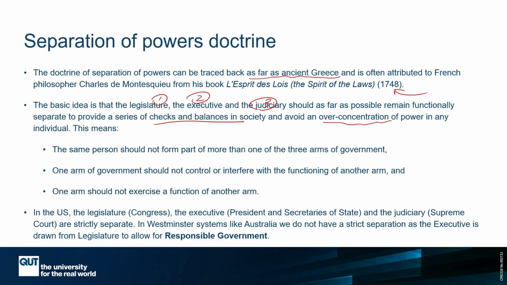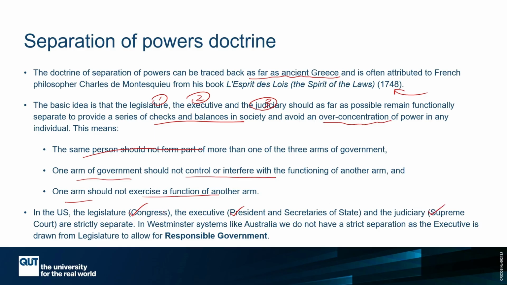That means the same person should not form part of more than one arm of government. One arm of government should not control or interfere with the functioning of another, and one arm should not exercise a function of another. So the executive shouldn't be the judiciary, or the judiciary shouldn't be the legislature. In some countries like the US, there is a strict separation. Congress is entirely separate from the executive, the president and the secretary of the departments, and that's entirely separate to the judiciary, the Supreme Court.